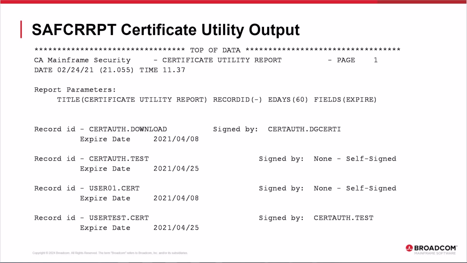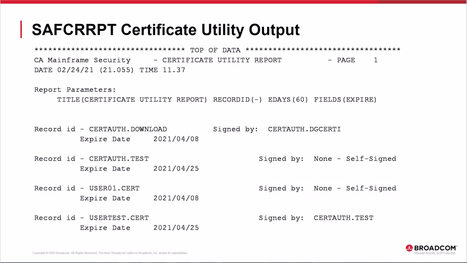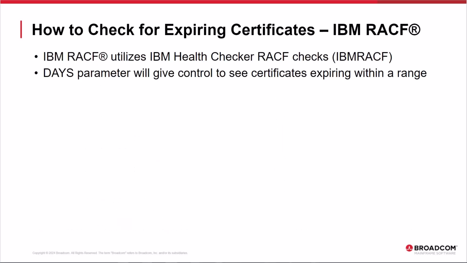Here is a sample report output from the certificate utility. This shows the record IDs for the certificates about to expire and the expire dates for each certificate. It also shows whether the certificate is signed by any other certificates. The bottom of the certificate utility report includes a count of the different types of certificates listed in the report. The SAF-CR RPT certificate utility is only available for ACF2 and Top Secret.